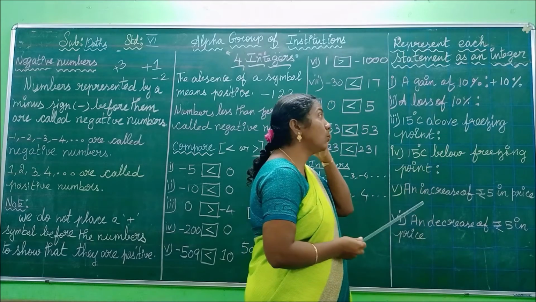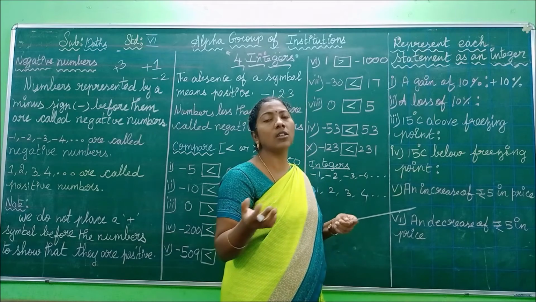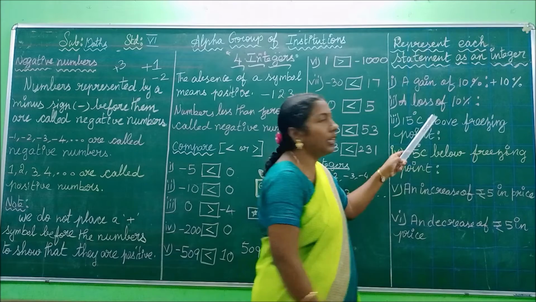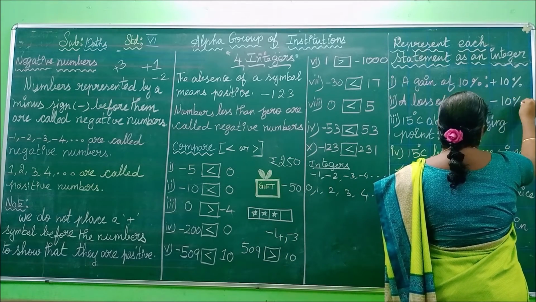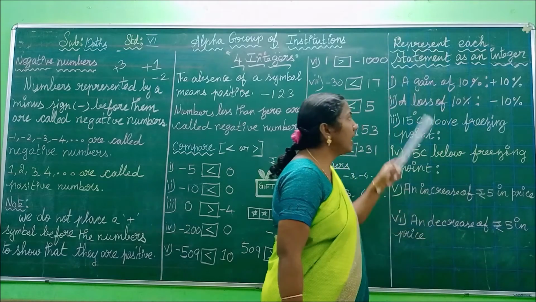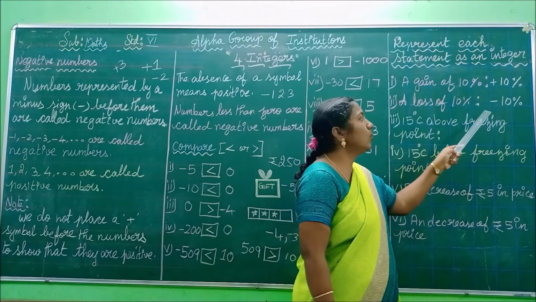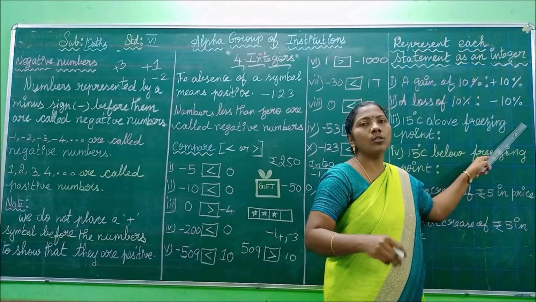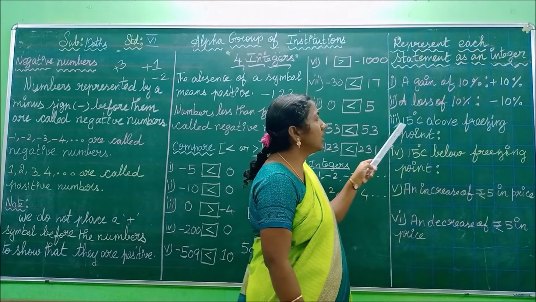Okay. See the next one. A loss of 10%. That is, a loss means he is not having that money. So you have to use negative number here. So you have to write here minus 10%. Do you understand, children? Gain means positive, loss means negative. So to represent this situation, we are using the negative numbers. We can also call the negative numbers as negative integers also. Okay. See the next one.